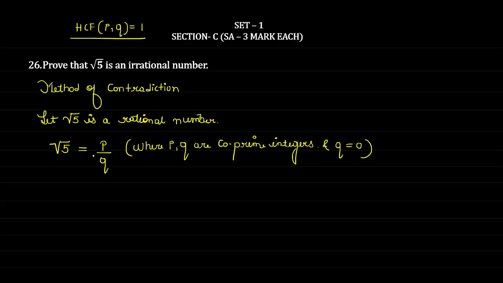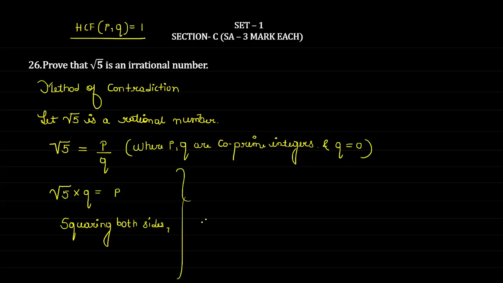Now what is the next step here? We can multiply here and then square, or you can square it here. So let's cross multiply, then we can square it. So cross multiplying, we are going to get root 5 into Q is equal to P. Now squaring both sides, you square both sides here. So that will be 5Q square is equal to P square. This is what we have so far.